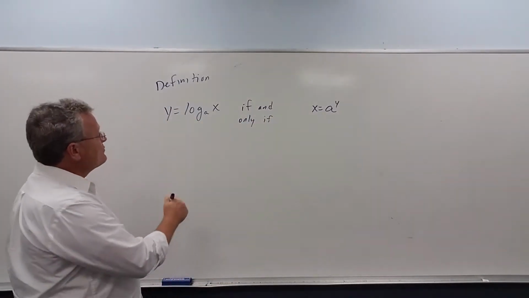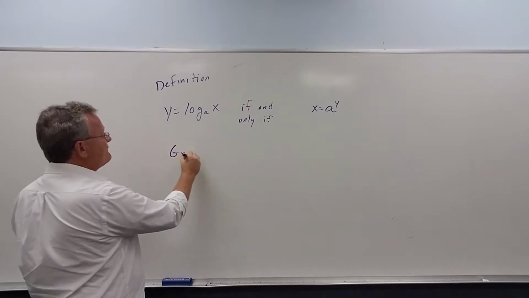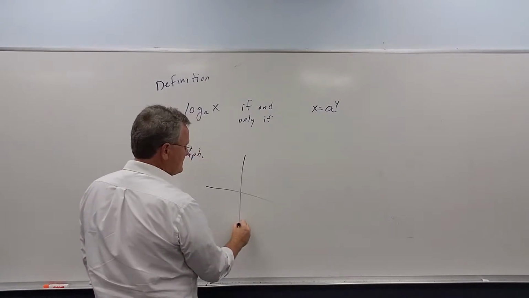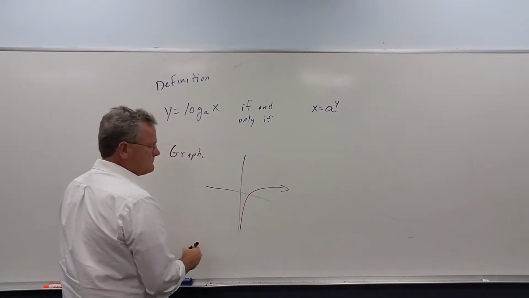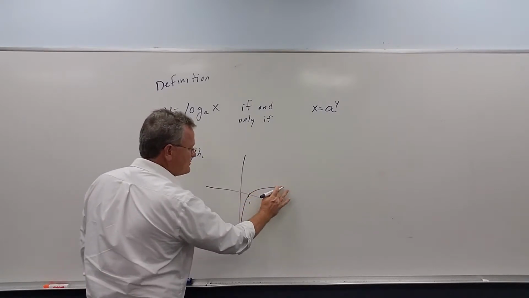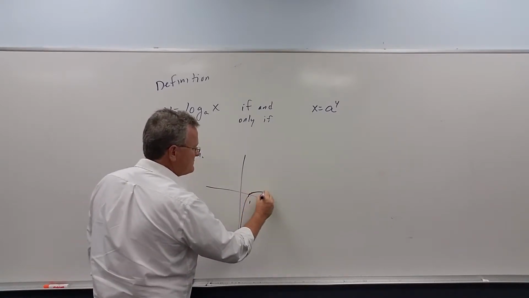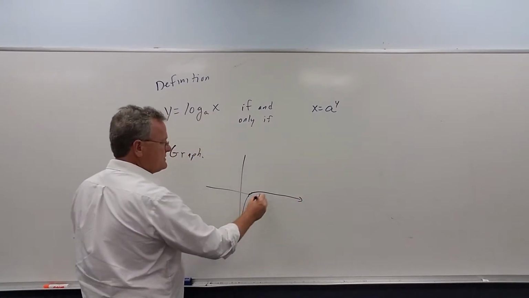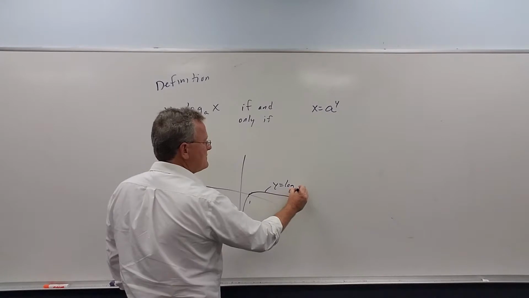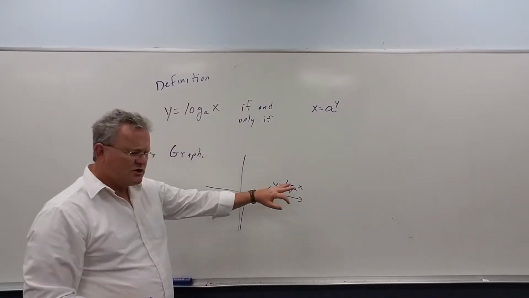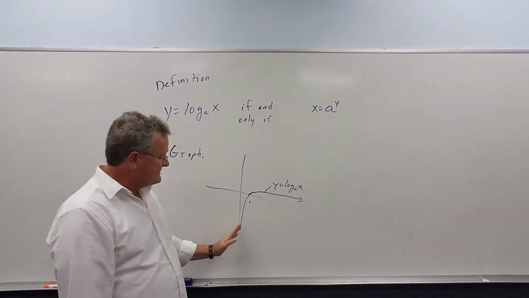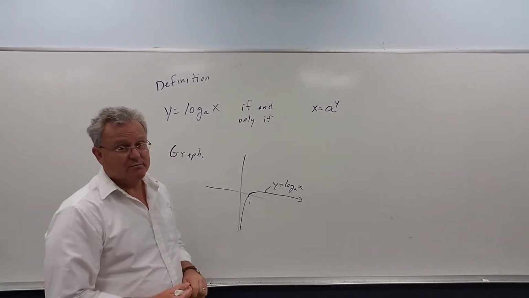Now, second thing, what is the graph of a log? y equals log x. It looks like this. So this number right here is 1. This actually grows very slowly. So this is the graph of y equals the log base a of x. We'll talk more about this a in a little bit, but this is the basic shape.